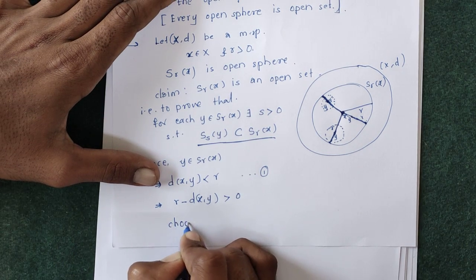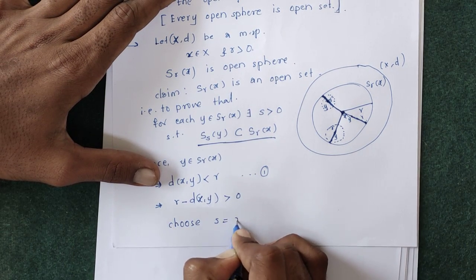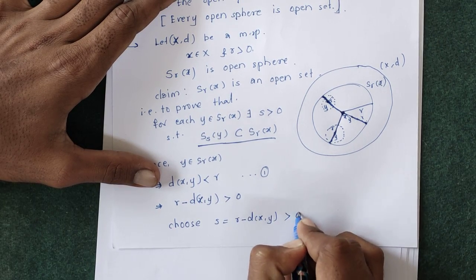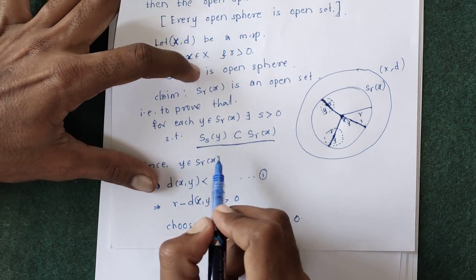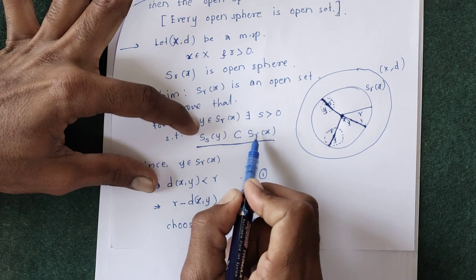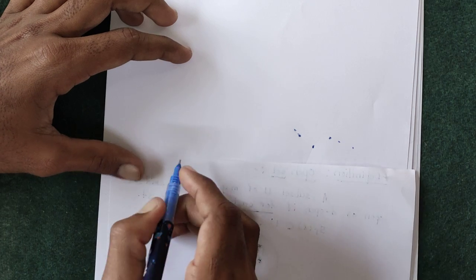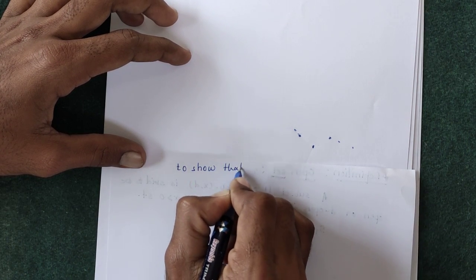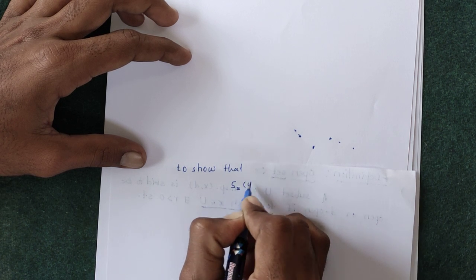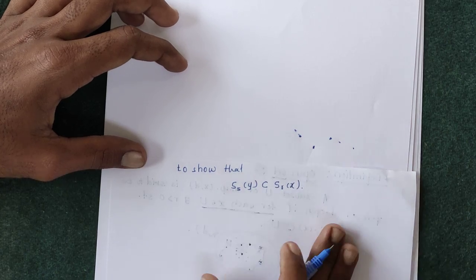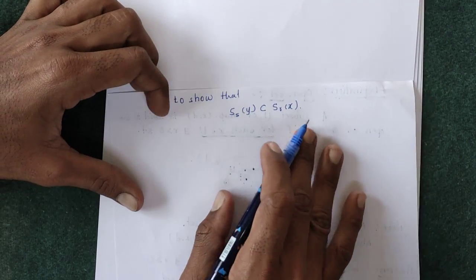Now we will take s equal to r minus distance of xy, which is greater than 0. Our claim is that this S_s of y, this open sphere, lies inside the open sphere S_r of x. So to show that, S_s of y is contained in S_r of x.